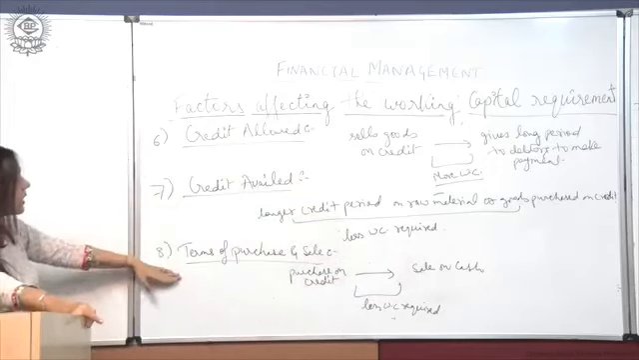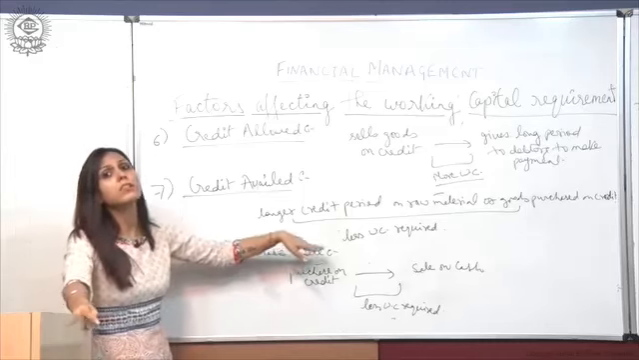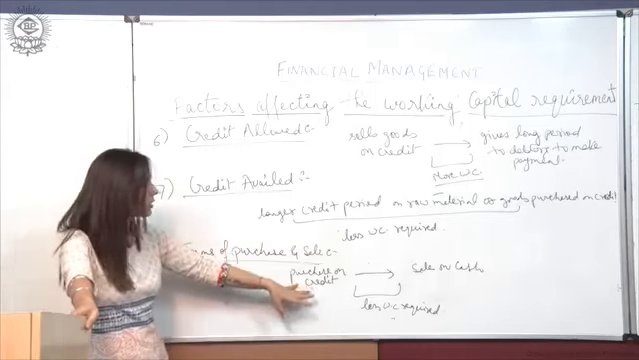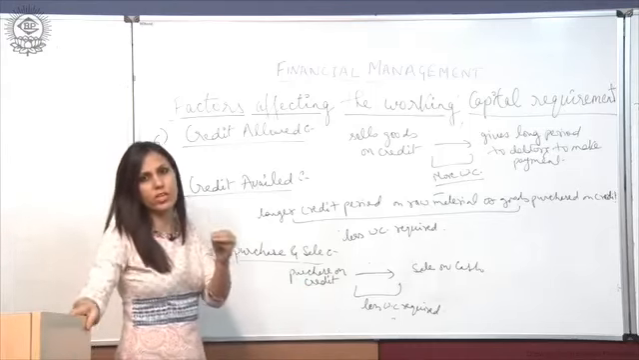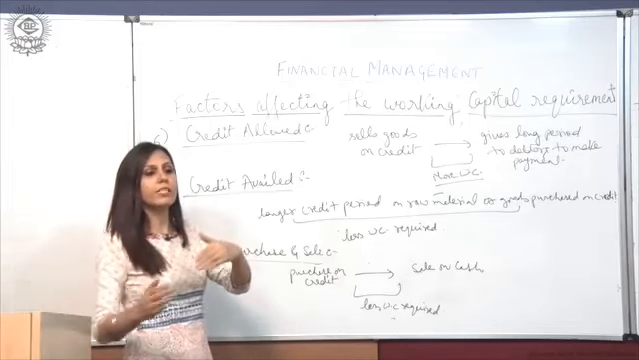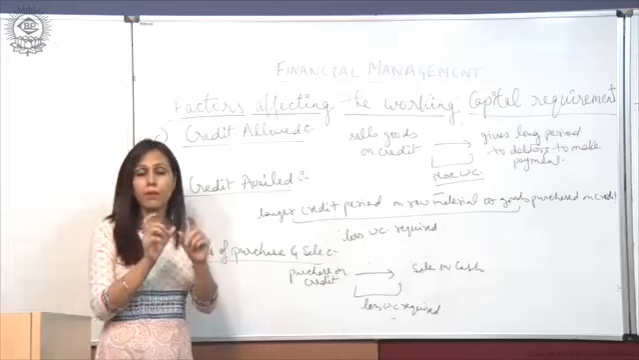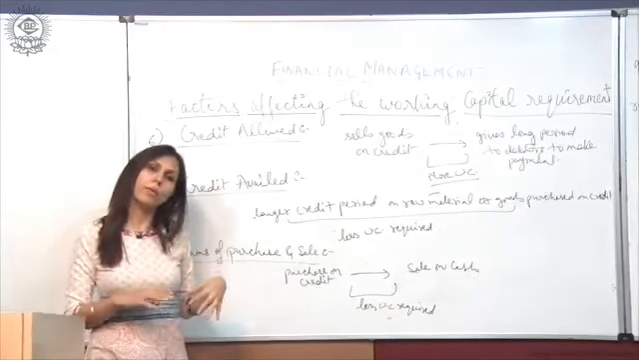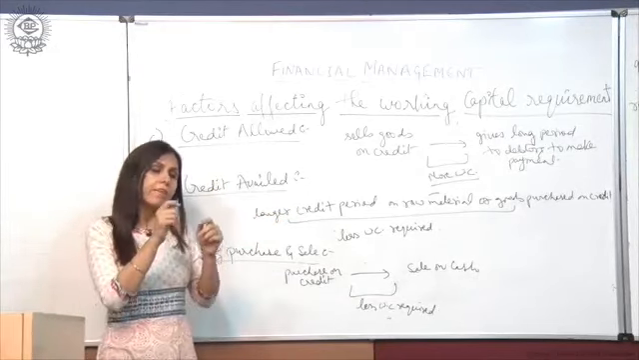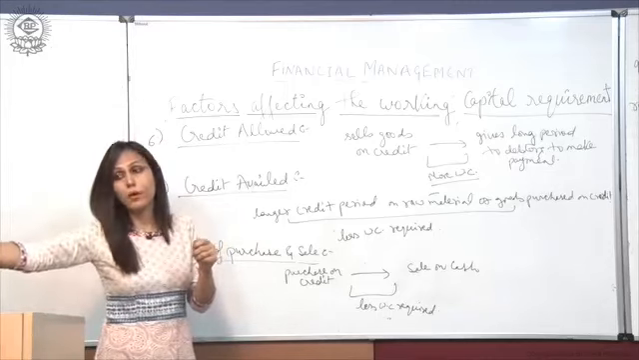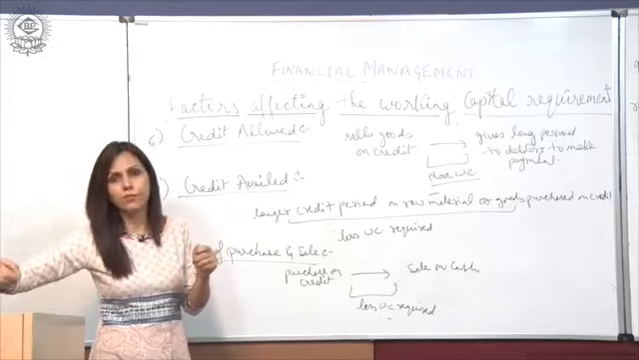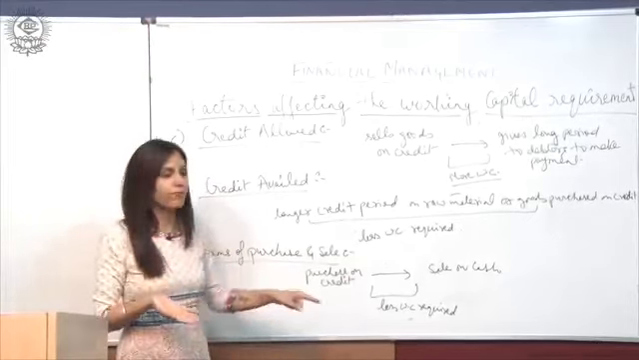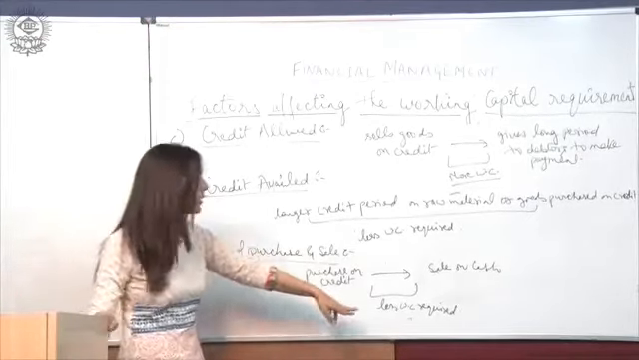Eighth is terms of purchase and sale. Sometimes there are a few companies which buy product on credit. Whatever purchases they do, it's on credit. For example, they are buying raw material on credit, and that credit availing period is longer. They are purchasing raw material on credit, whereas they are selling those finished products on cash. So such companies are having cash inflow. They are having high cash inflow, so they will be requiring less working capital.